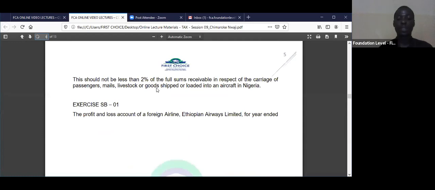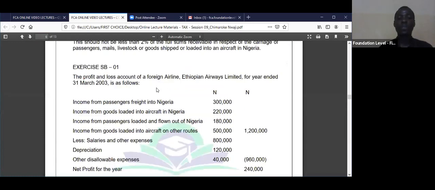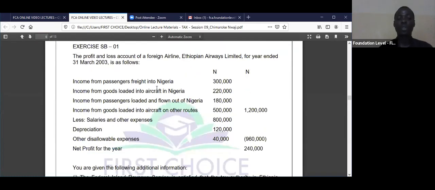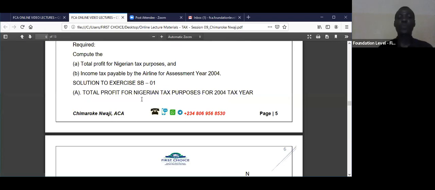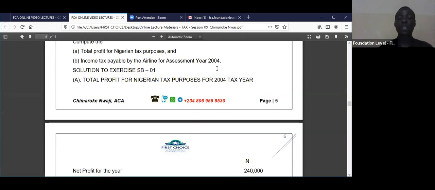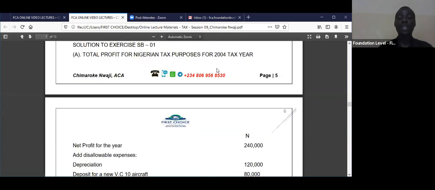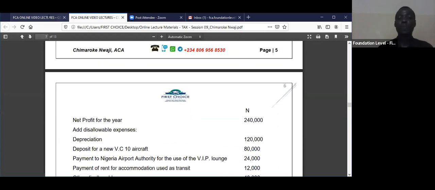All right, so this is the question. Now let's go to the solution. You see, the solution in part A says total profit for Nigerian tax purpose for 2004 tax year, because it is ending March 31st, 2003. So now let's see. What we have to do is our adjusted profit.